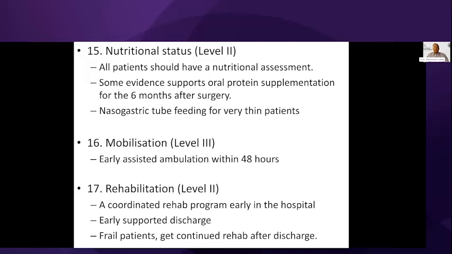Mobilization, this is level 3 evidence to say early assisted ambulation within 48 hours. And rehabilitation, level 2 evidence to suggest a coordinated rehab program early in the post-operative period. And this should be assessed, and the patient will not be discharged unless they have really been assessed and their home situation checked to make sure that they are safe. We answered all these 17 questions, and I'm happy to take any questions after this talk, and thank you for listening.